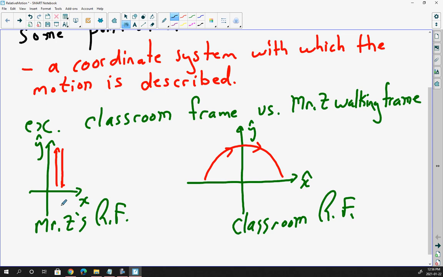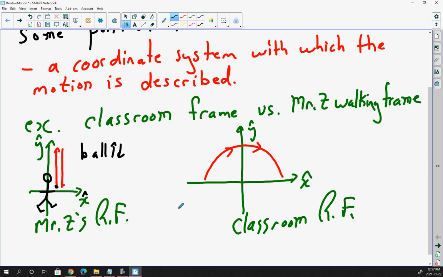So picture yourself in a classroom. I'm at the front of the room and I'm throwing a ball up and down. To me, the ball goes straight up and comes straight back down. Why do I think that? It left my hand, it falls back into my hand. So picture this x hat, y hat Cartesian plane walking along with me. See how I'm drawing it? The Cartesian plane is part of me. So the ball leaves at a certain x value and comes back at the same x value, as its y value changes.